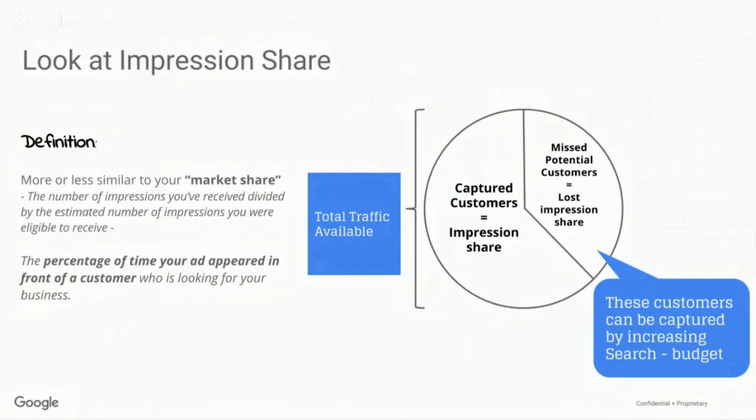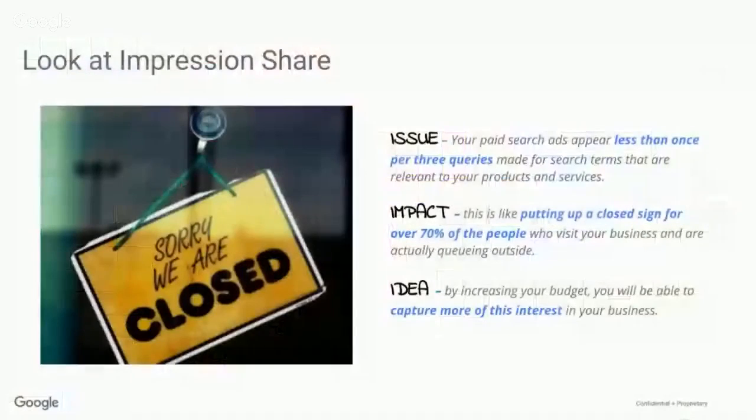Impression share is just the percentage of time you showed up for those queries that you care about. Okay, so let's think about it this way. If we were to form an analogy here, which I love metaphors, I love analogies. Let's say that your impression share is 30%. This means that your market share, the percentage of time you're showing up for those eligible searches, is 30%. What does this mean? This means that your paid ads appear less than once per every 3 queries made for the terms that are relevant to you in the area you're bidding in.